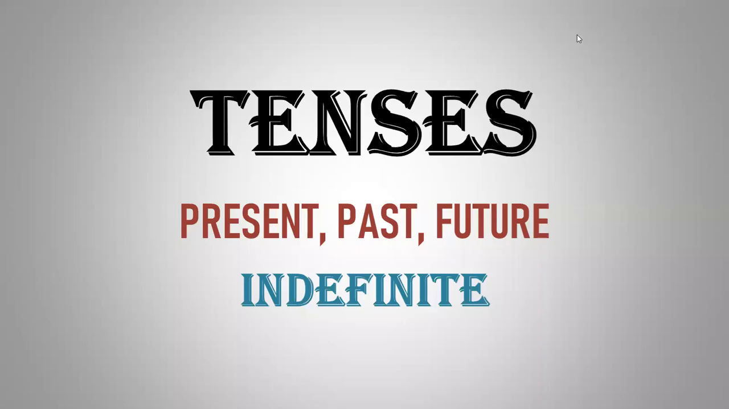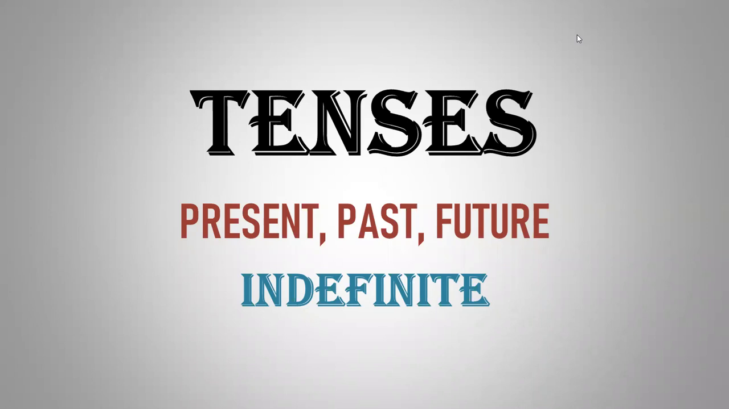Dear learners, today we are going to talk about tenses, a very important topic in English. Tense refers to the time frame of the action taking place. Tense in English is determined by the form of the verb. So verb plays a very important role in determining tenses.